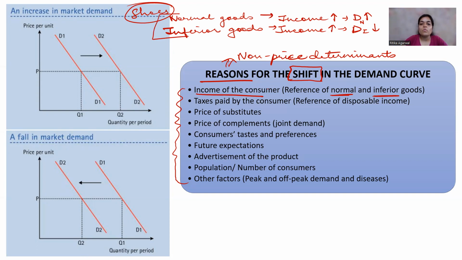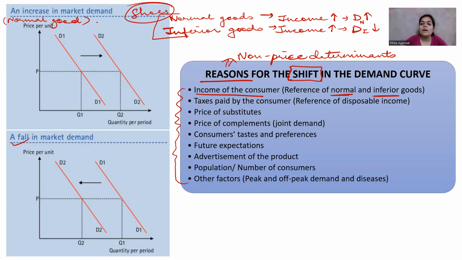Now, coming back to the topic we are on, that is shift in the demand curve. Considering income of the consumer. Now, if the income increases, obviously the demand will increase, if we consider a normal good here. If income of a person increases, the demand for the normal good will increase and the demand curve will shift rightward. Now, if the good we are talking about is inferior, obviously the demand will fall and this will happen. That is a decrease in the demand and a leftward shift in the demand curve.